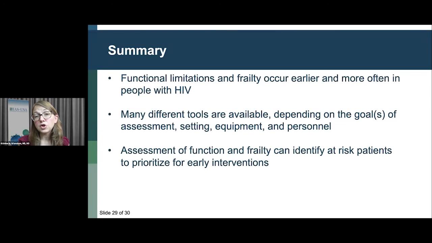There's lots of different tools available that are really dependent on the goal of your assessment, what setting you're in, what equipment you have available, and the amount of personnel time you have available. But as a big take home, I think that this assessment of function and frailty can really help with identifying at-risk patients to prioritize for early interventions as we're treating an increasingly older population of people with HIV.